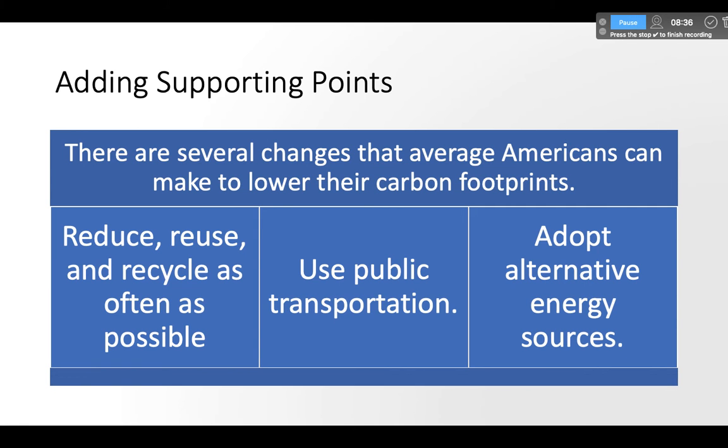Okay, and then from these 3 points, you will develop that a little bit more. But this way you can keep your paragraph organized. You're like, okay, I'm going to write about reducing, reusing, and recycling. And then I'll move on to public transportation. And then I'll talk about alternative energy sources. So this helps you stay organized, and then you become less confused and you keep your reader from becoming confused.